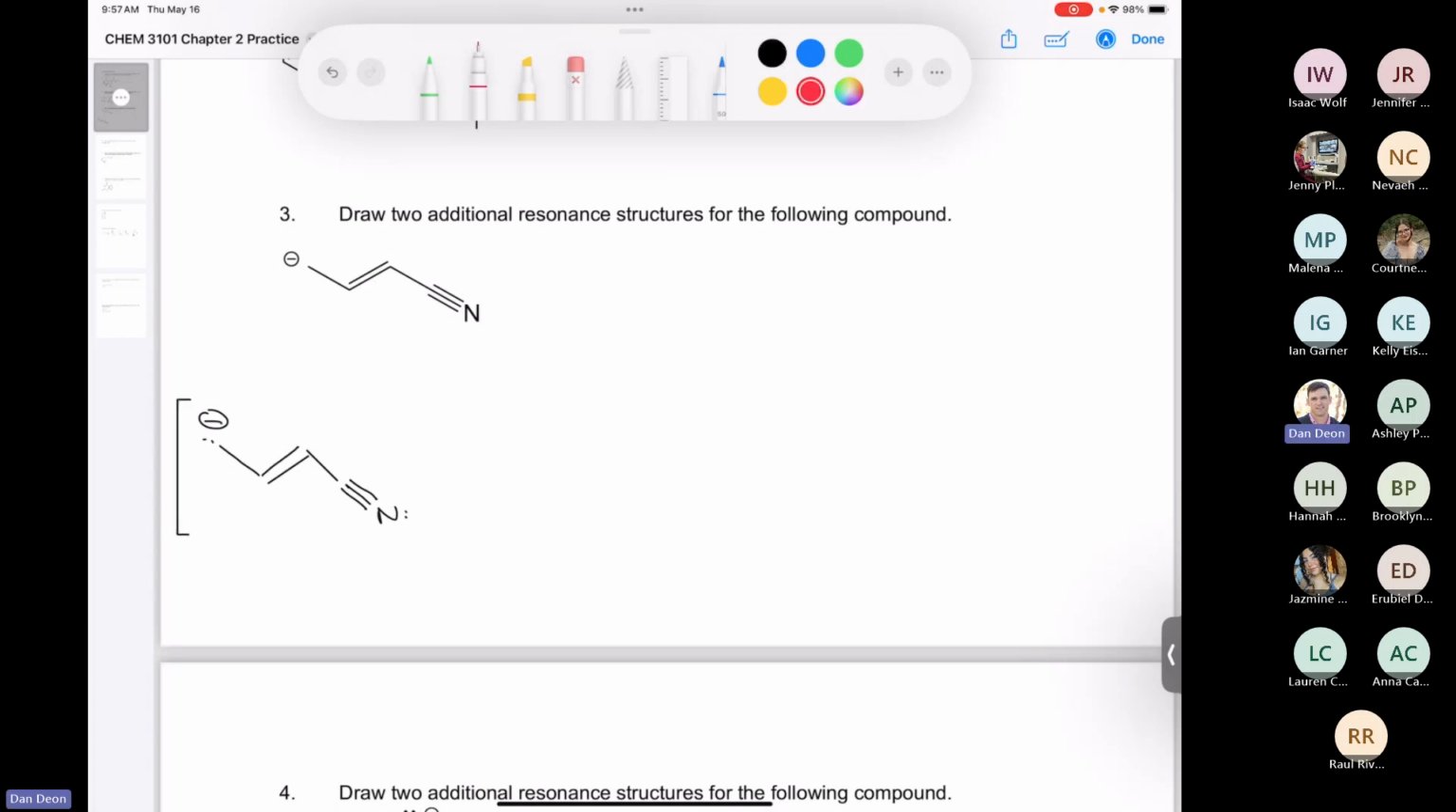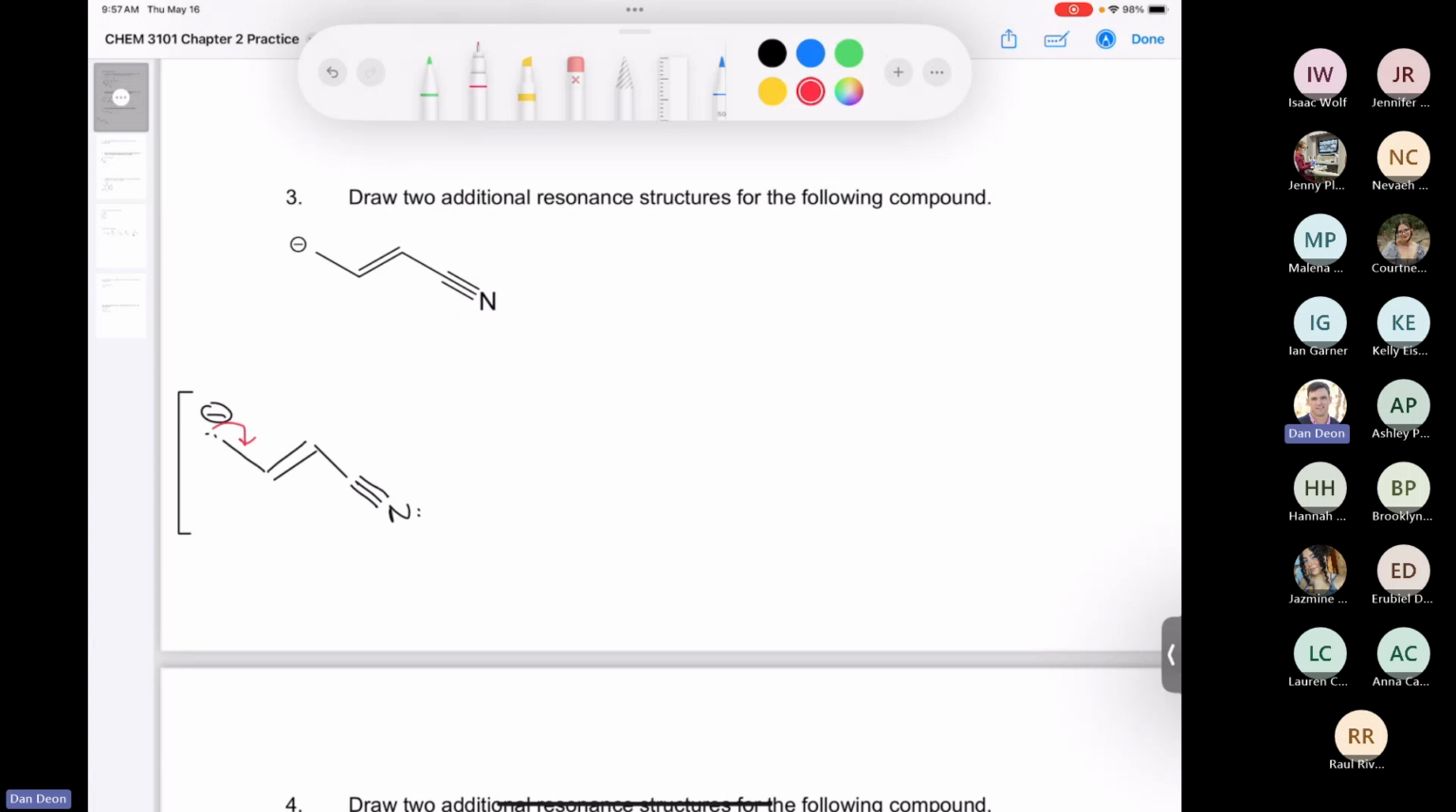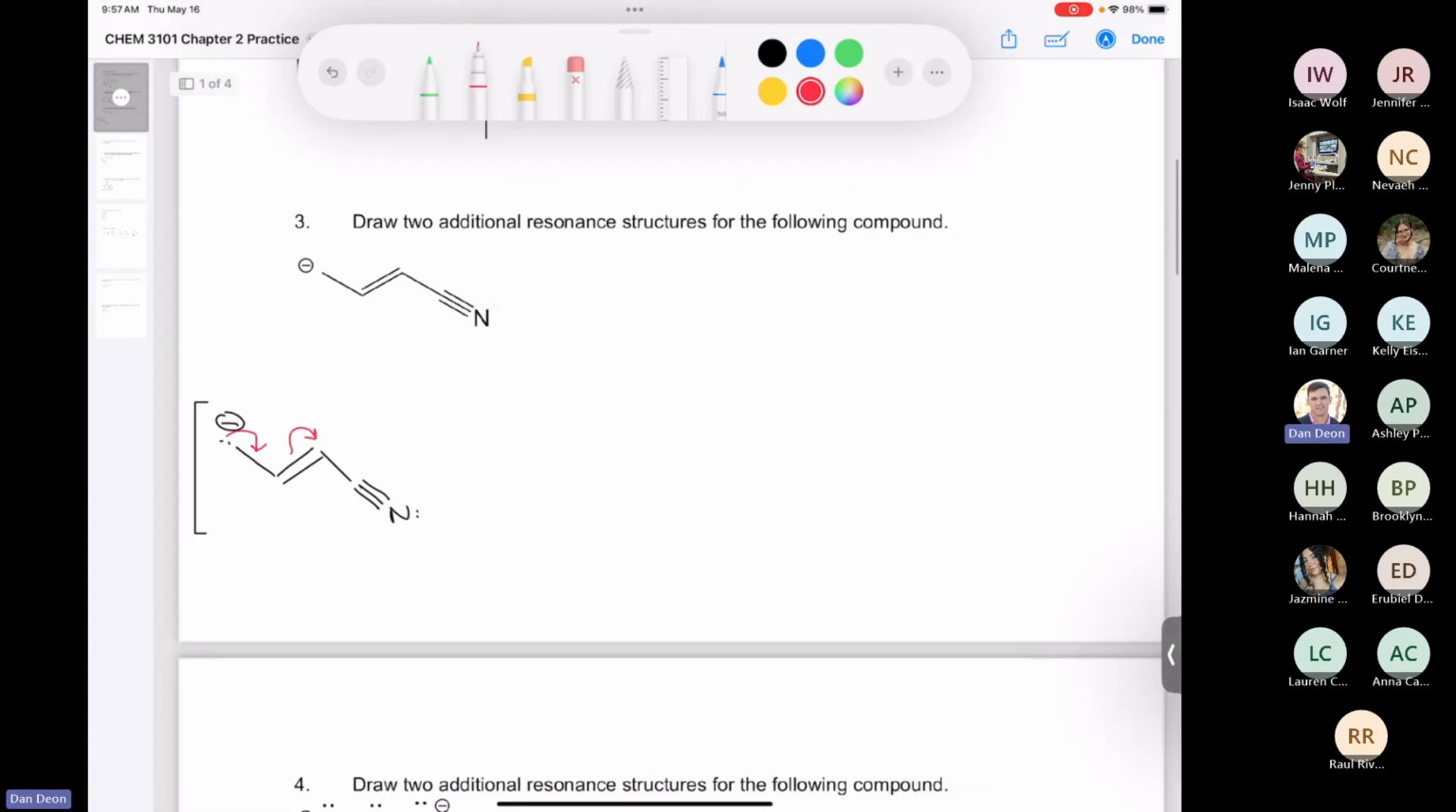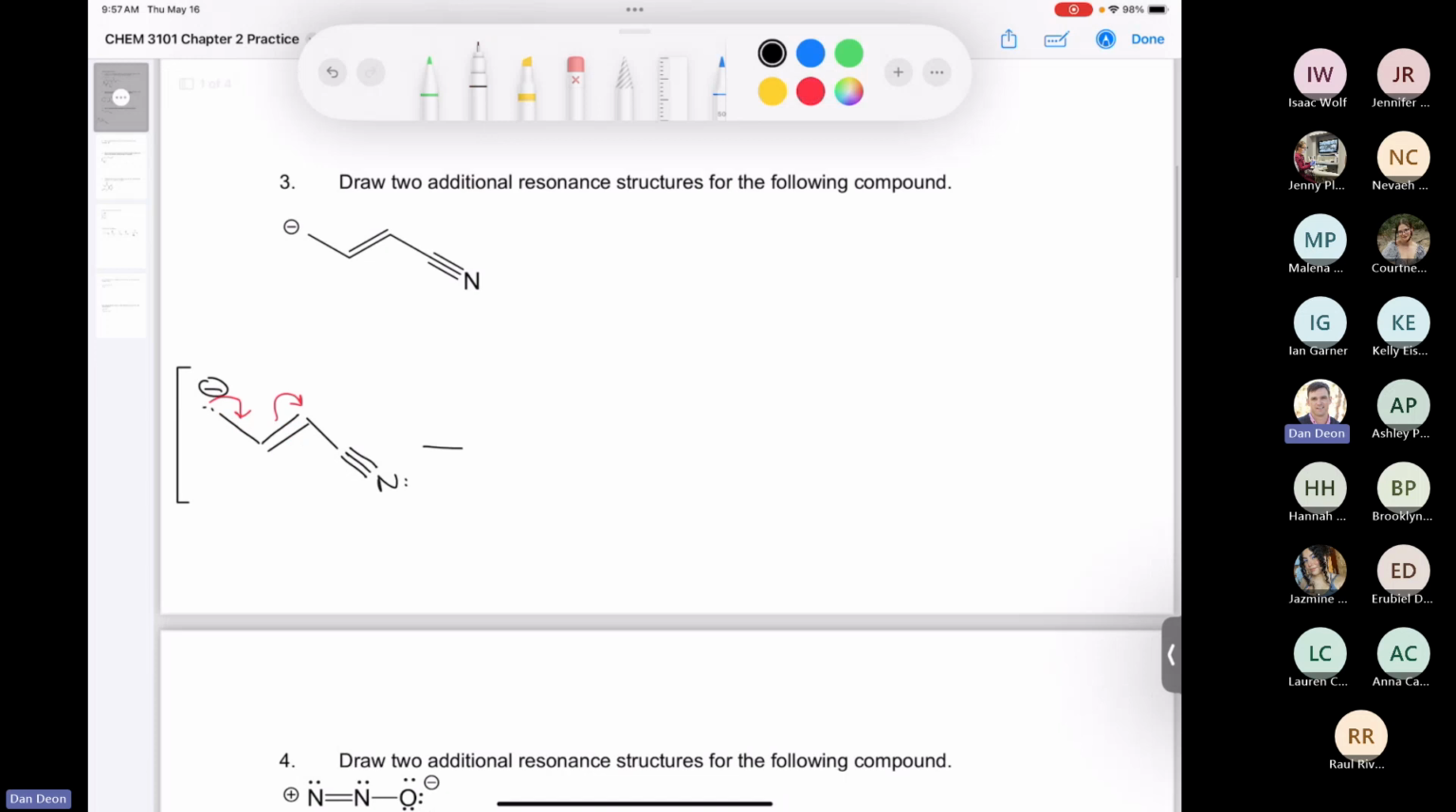So we're going to start with our allylic lone pair. Move the negative charge over here. And so let's draw what we get from that. Now we've got a double bond here, we've got our carbanion here, and then we've got a triple bond down here like that. So that's a resonance form.